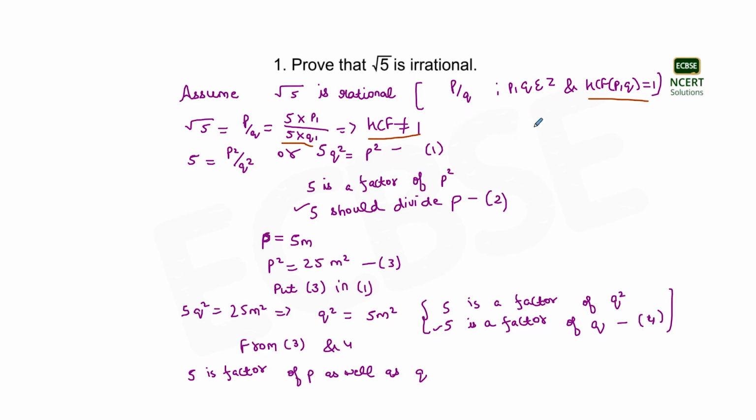So this will ultimately mean that root 5 is an irrational number, because the HCF is not equal to 1, which means p and q are no longer co-prime numbers, which is the condition for the number to be rational. So this was all about the first question, how to prove that root 5 is an irrational number. I hope this question is clear to all of you.